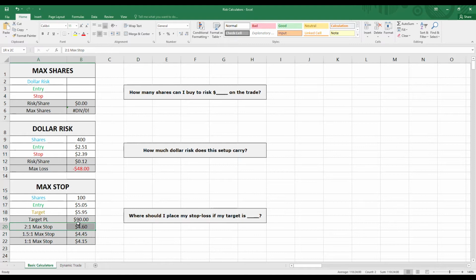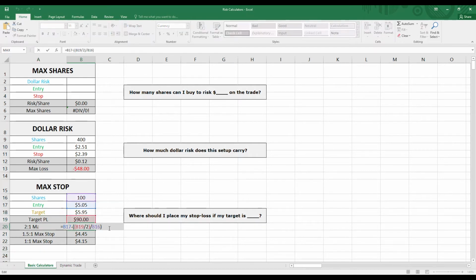So you can see here, if you're looking for a 2-to-1 risk reward ratio, your max stop has to be 460 on this trade. 1.5 to 1, it'll be 445, and 1 to 1, it'll be 415. I've also listed the target P&L, which is going to give you the total profit that you will make if you attain the target that is listed right here.